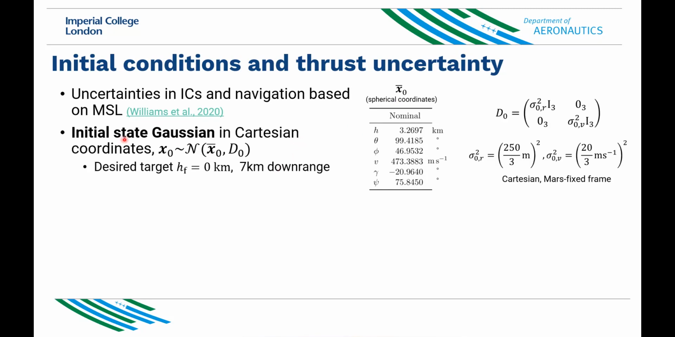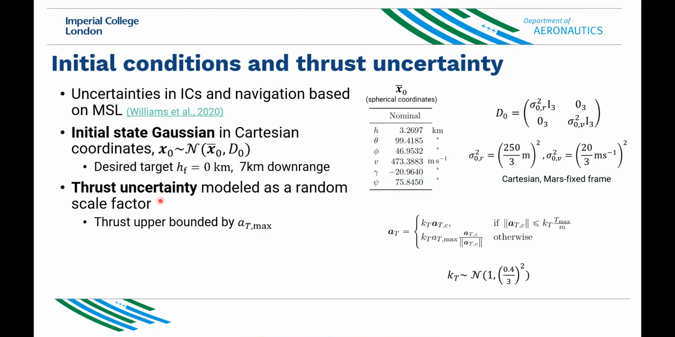We assume that the initial state is Gaussian in Cartesian coordinates in a Mars fixed frame, and we assign a desired target on the surface 7 kilometers downrange from the start of our descent. For the initial conditions uncertainty and for the navigation uncertainty, we assume that the initial state and the navigation state are both random variables that have a spherical uncertainty. This means that their covariance is diagonal, and the contours of probability where they can be located are spherical. This is just done for simplicity.